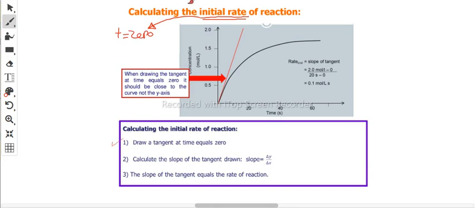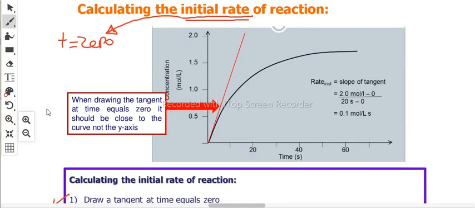Number 1, you're going to draw a tangent, but this time the tangent will be at a time of 0. After that, you're going to calculate the slope of the tangent by taking delta y over delta x. Finally, you're going to have the slope of this tangent as being the initial rate. So let's look at the graph.